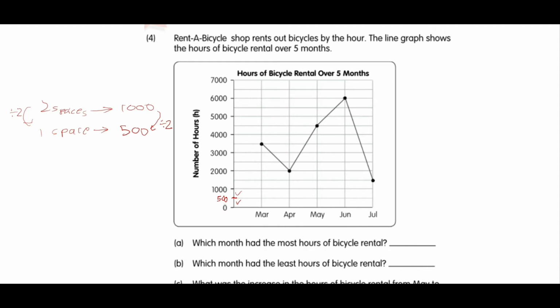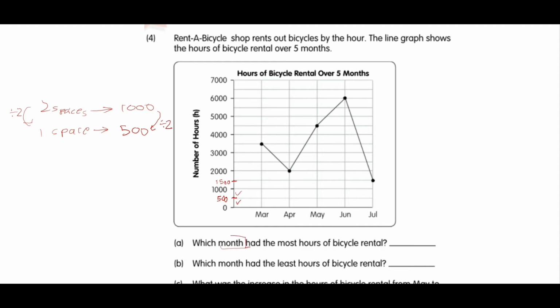So it means that 0 plus 500 will give us the next value on the line graph, which is 500. To find the next one, it will be 500 plus 500, which gives us 1,000. To find this value, it's 1,000 plus 500, which is 1,500. So let's look at question A.